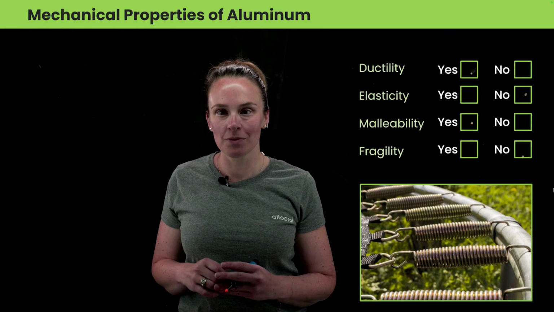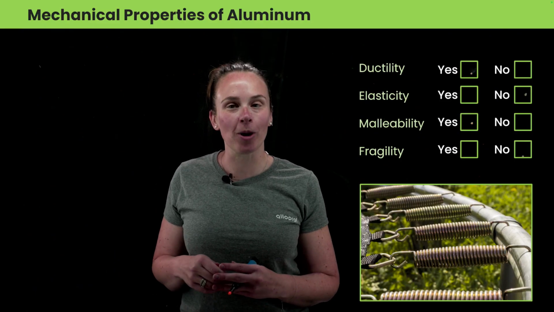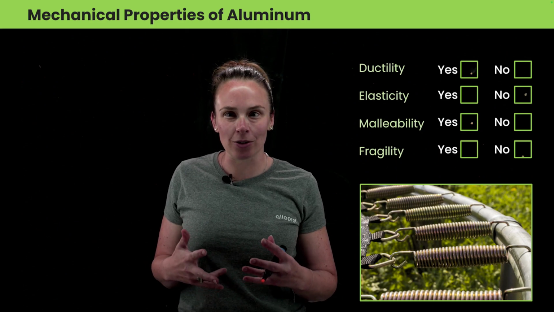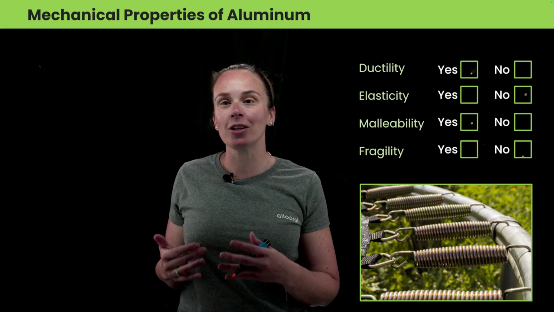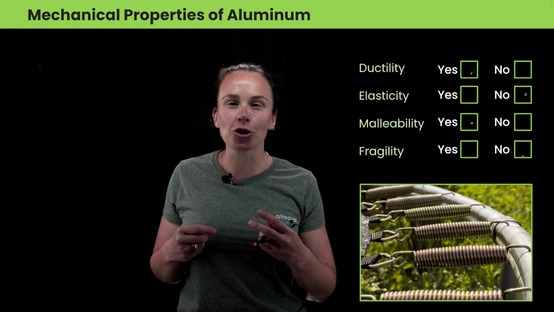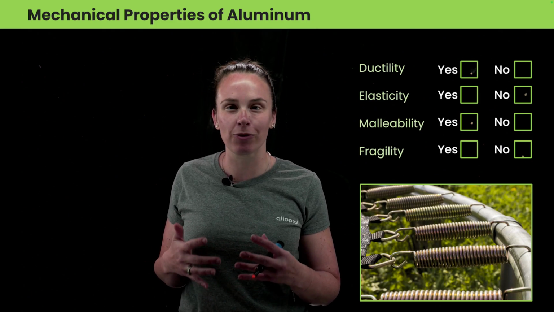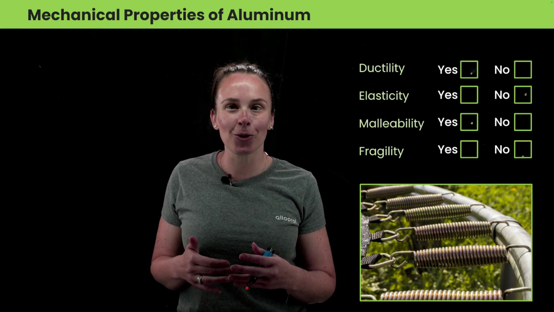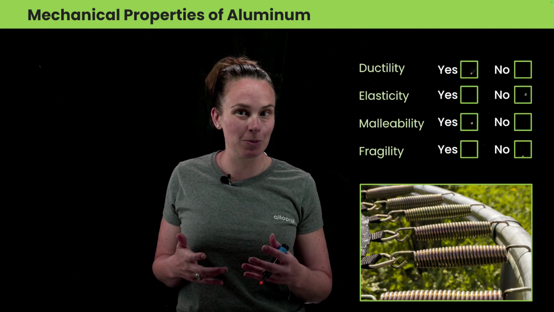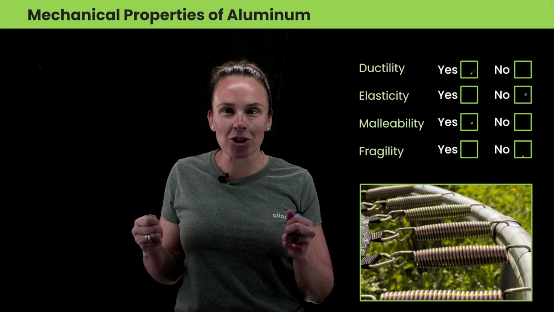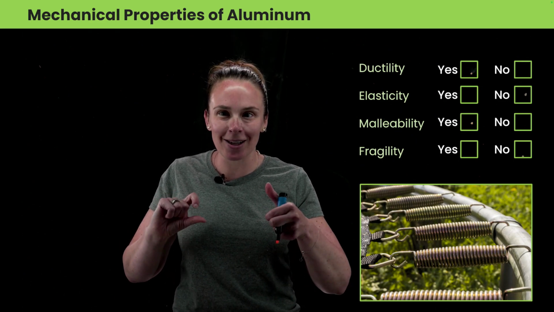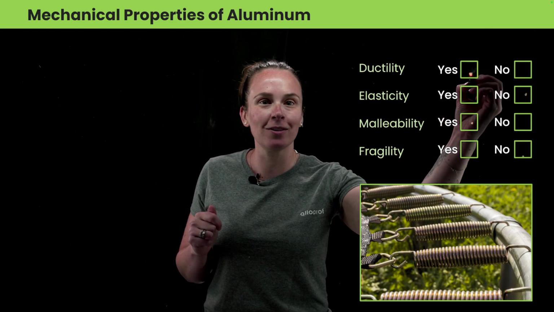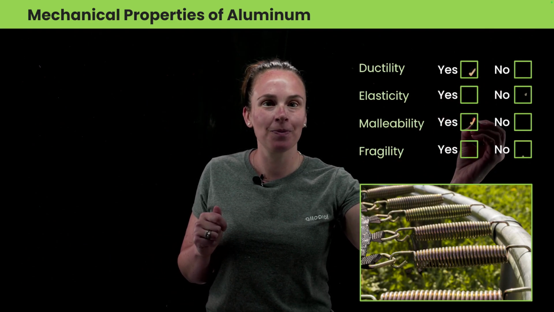So let's go through the mechanical properties of aluminum one by one. If we think about metals like aluminum, I mentioned in the mechanical properties that there are two that are specifically meant for metals, and that is ductility and malleability. So in order to make this aluminum spring, you have to be able to stretch it, and then you have to be able to bend it into that shape of a spring. So it is both ductile and it is malleable.